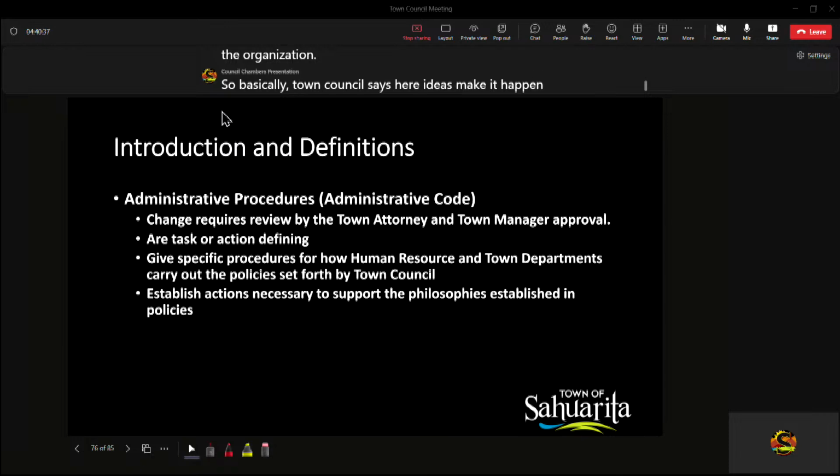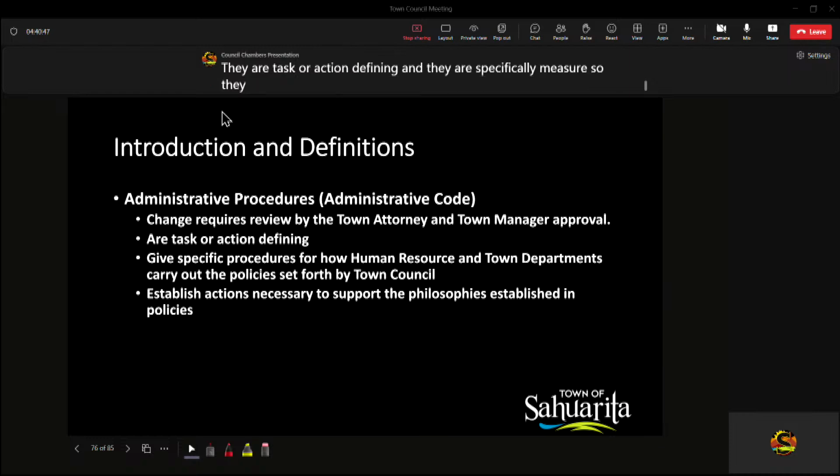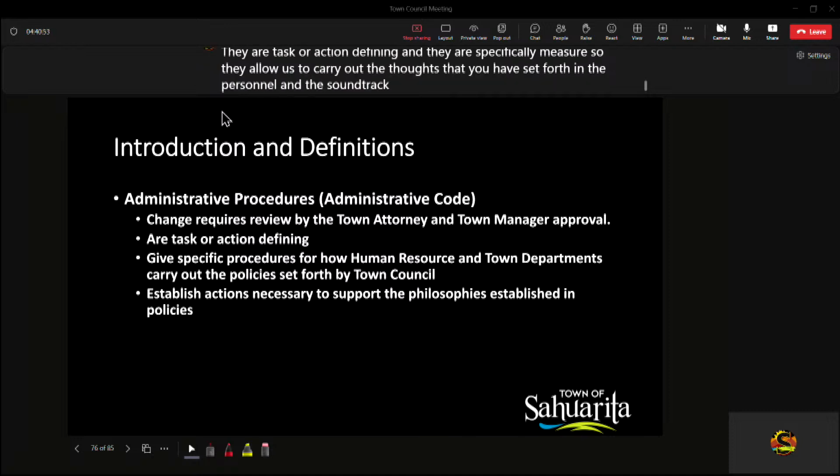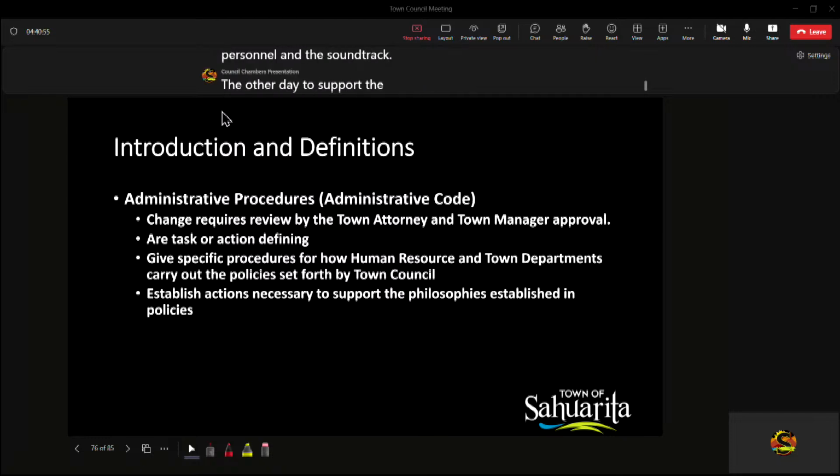The administrative procedures only require review by the town attorney and manager approval. They are task or action defining, and they are specific in nature. So they allow us to carry out the policies that you have set forth in the personnel policy and establish actions necessary to support the philosophies that you all have set.